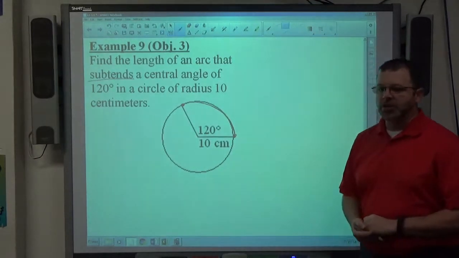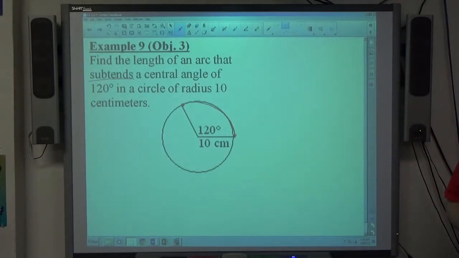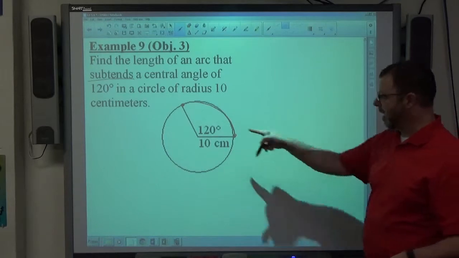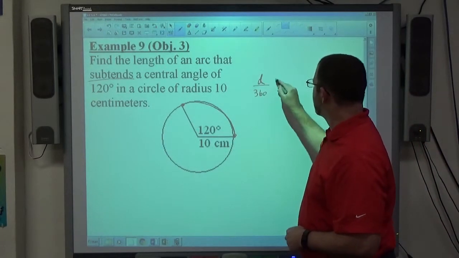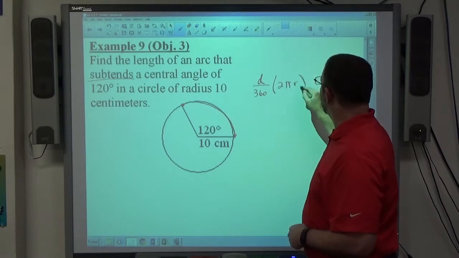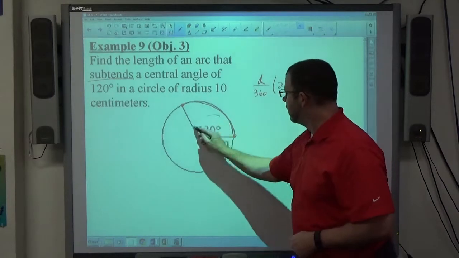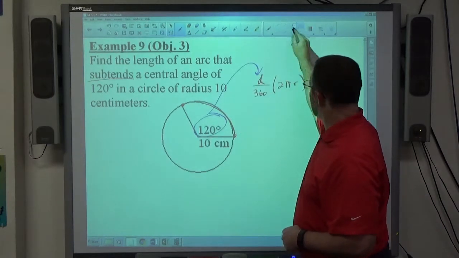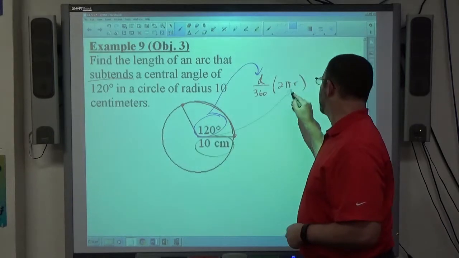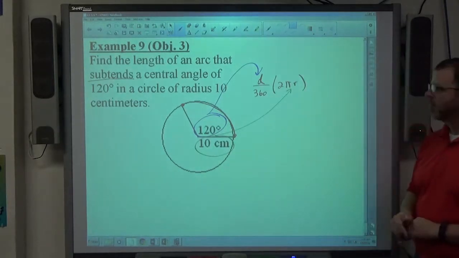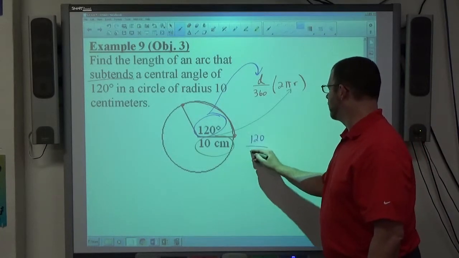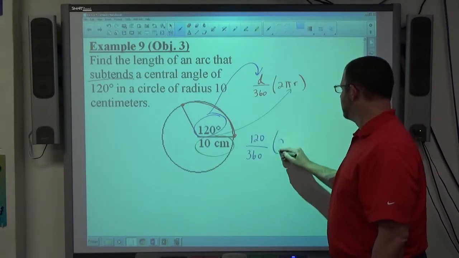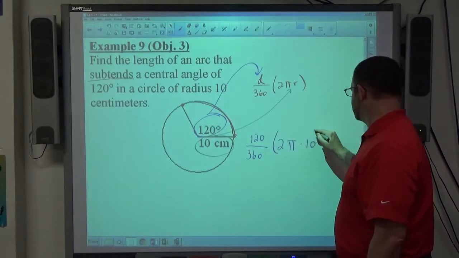And again, you have to ask yourself a simple question on these arc length problems. How did I get the angle measure? Is it in degrees or radians? If it's in degrees, I can see degrees there. I'm going to use the degree formula, d over 360 times 2 pi r. I simply put the angle measure there, and I put the radius there, and I work it out. So if I do this, I'm going to get 120 over 360 times 2 pi times 10.